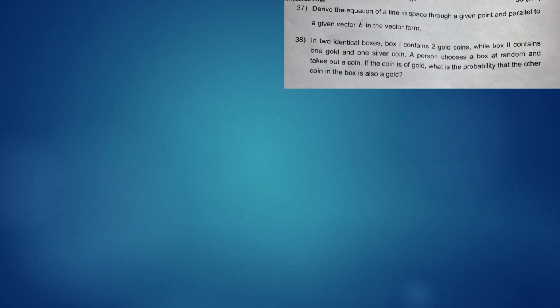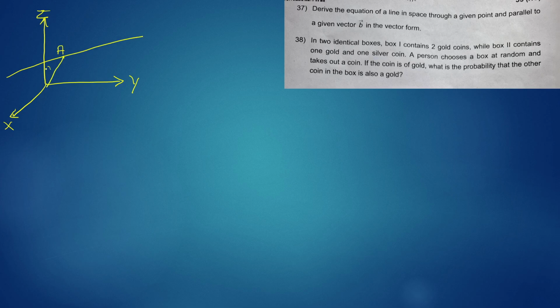Next, to derive the equation of a line in space which is passing through a point and parallel to a given vector, let us consider the three-dimensional space. This is the x, y and z axis. Let us consider a line which is passing through the point A with the position vector vector A and parallel to the given vector B. Let us consider another point P with the position vector vector R. So here we have to give the explanation for this figure. Now let us directly derive the formula.